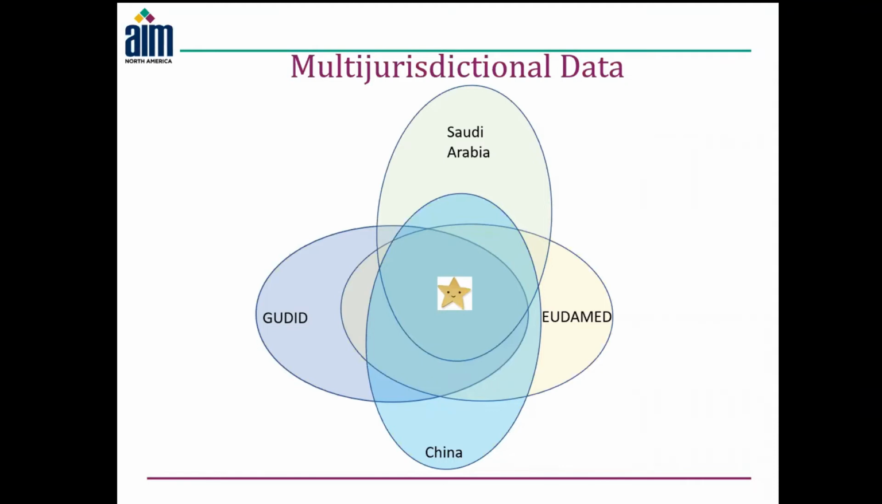Now, Saudi Arabia was not part of IMDRF, but a lot of jurisdictions are agreeing with the terms of the IMDRF in as much as they can. Of course, each of the local requirements and politics and policies indicates that there are going to be data elements that are specific to one or more jurisdictions. So it really does become a big challenge to keep the data and to track it and provide it to the various organizations as they need it.